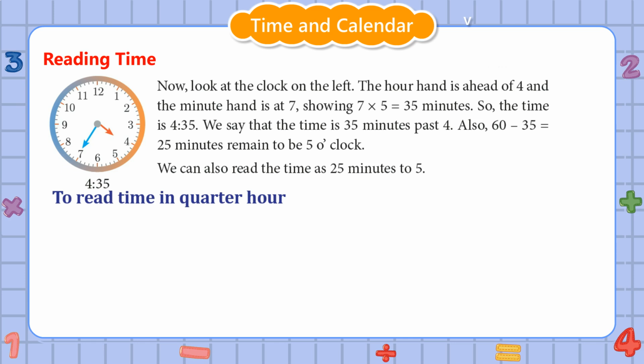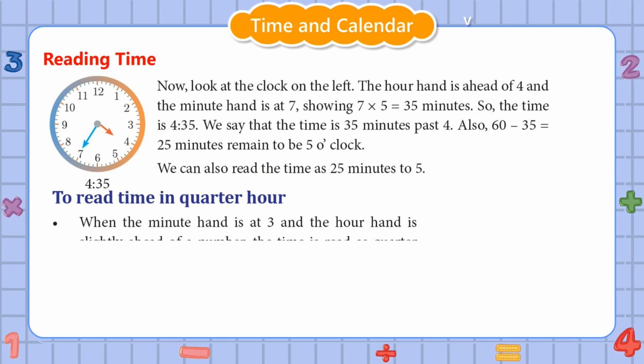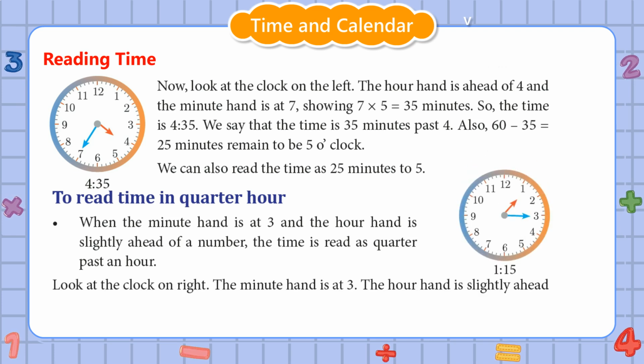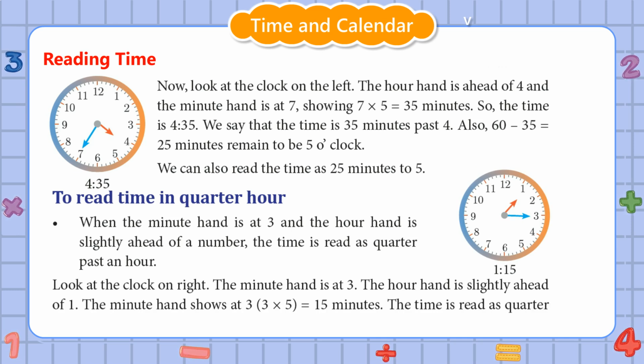To read time in quarter hour, when the minute hand is at 3 and the hour hand is slightly ahead of a number, the time is read as quarter past an hour. Look at the clock on the right. The minute hand is at 3. The hour hand is slightly ahead of 1. The minute hand shows at 3. 3 multiplied by 5 is equal to 15 minutes. The time is read as quarter past 1 or 15 minutes past 1. It is written as 1:15.